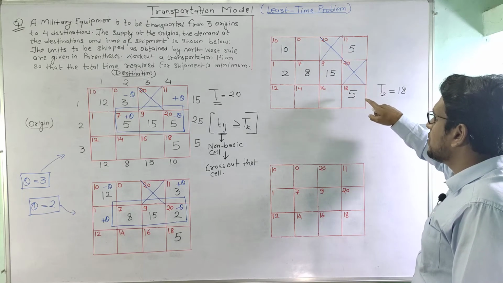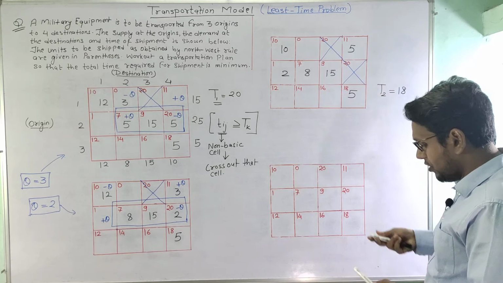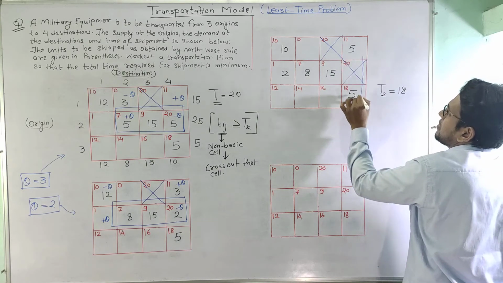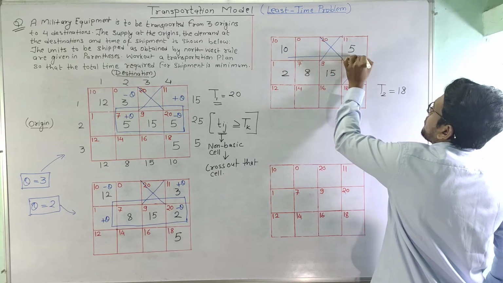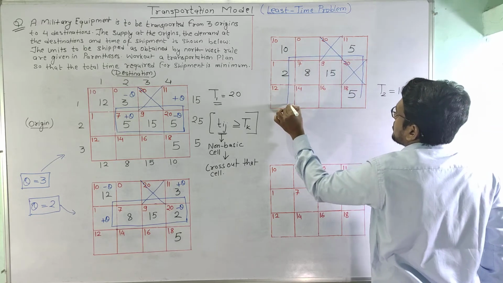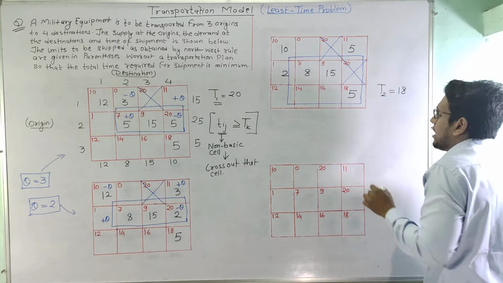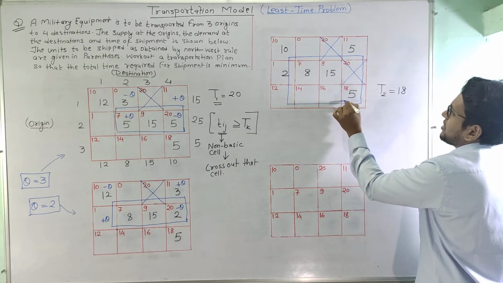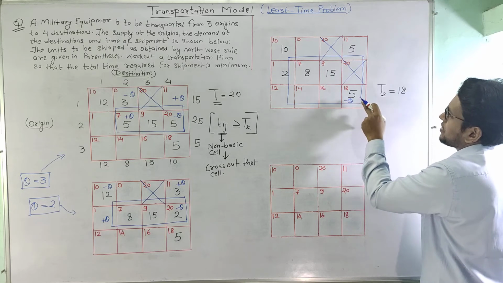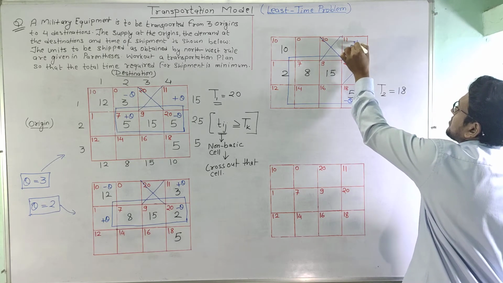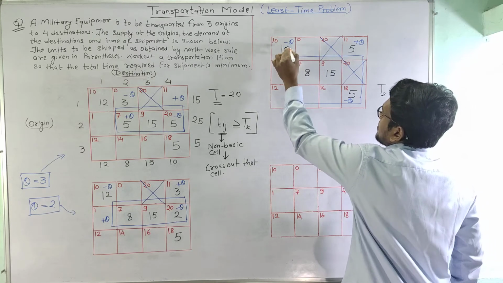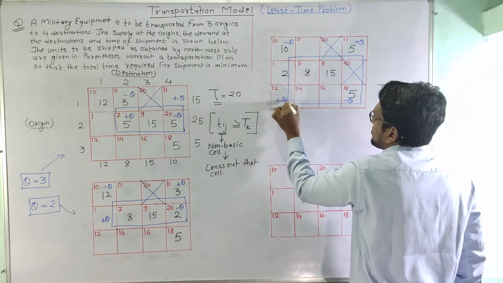In order to do so, again we will try to form a loop here. So this can be seen here that this loop can be formed here. So this is the loop, and because we need to reduce this, we will start from here. This will be minus theta. So if this is minus theta, this has to be plus theta. This is plus theta, this has to be minus theta. If this is minus theta, this has to be plus theta.